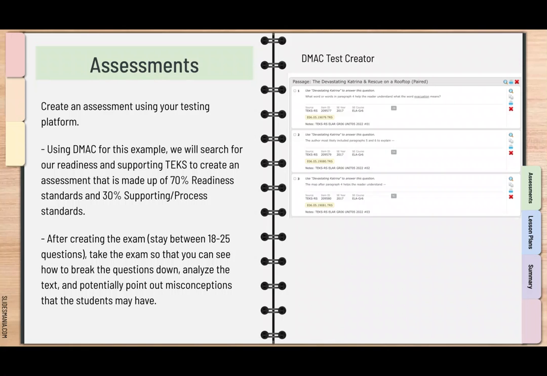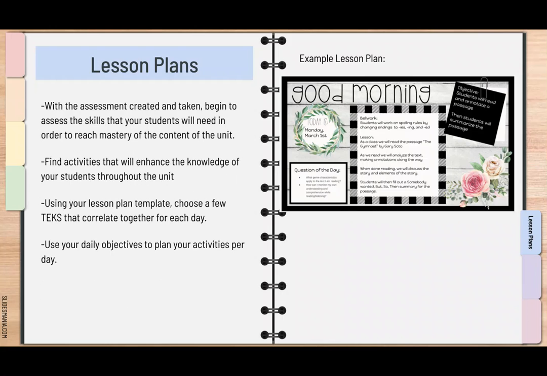In this case, we're looking specifically at TEKs from Unit 5. We're looking at the TEKs that are 2B, 9A, and 9C for 6th grade ELAR in Unit 5. Then once you have your test created and you've taken it and you've figured out what specifically you need to be teaching for your students to be prepared for the exam, you will move on to plan your lessons.